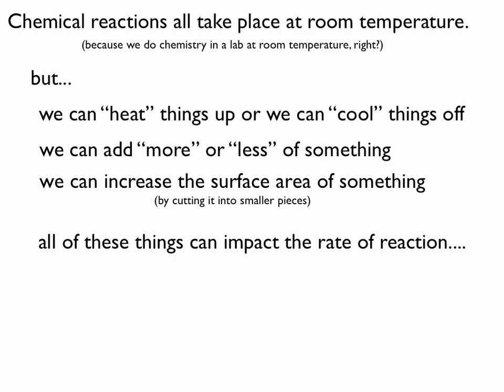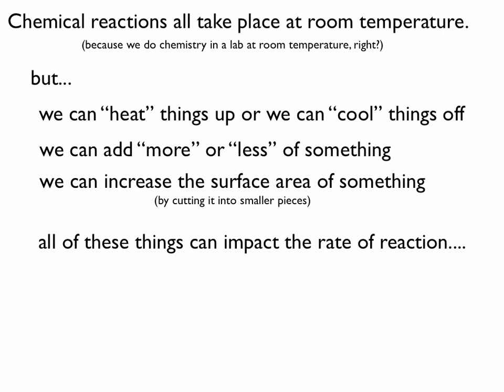Chemical reactions all take place at room temperature, right? Because when we do chemistry, we do it in a lab, and that lab is at room temperature. But we can impact what goes on with our chemistry. We can heat things up, or we can cool things off. We could use our Bunsen burner to heat up a reaction. We could use a water bath with ice cubes in it to cool things off.